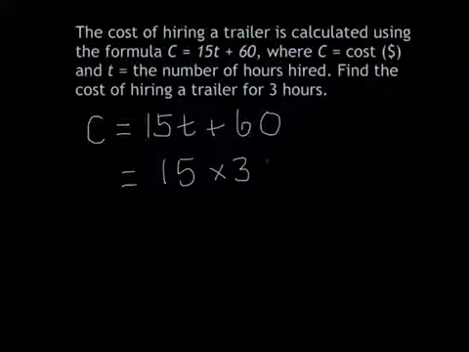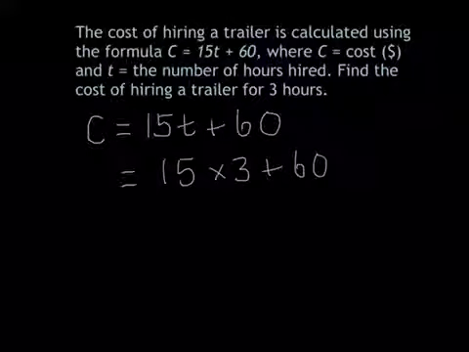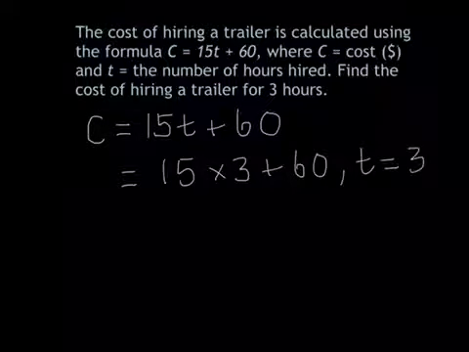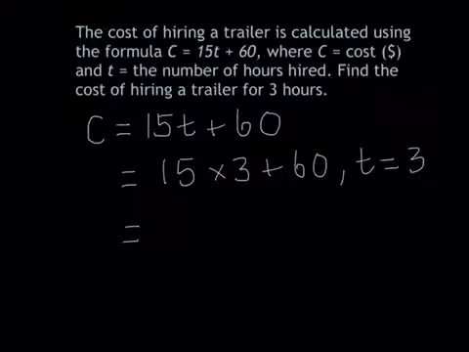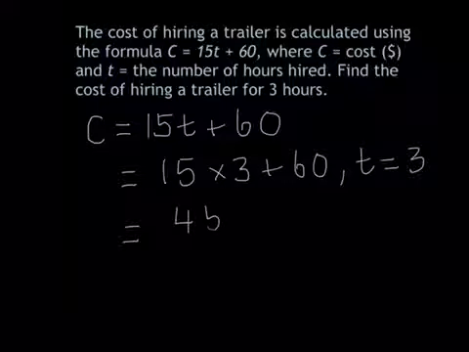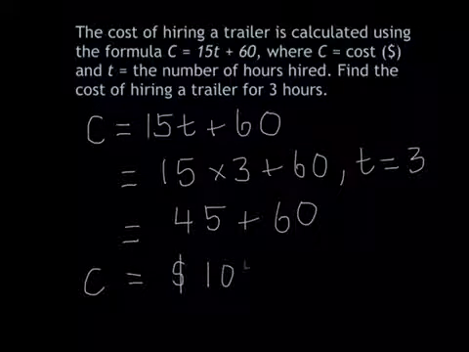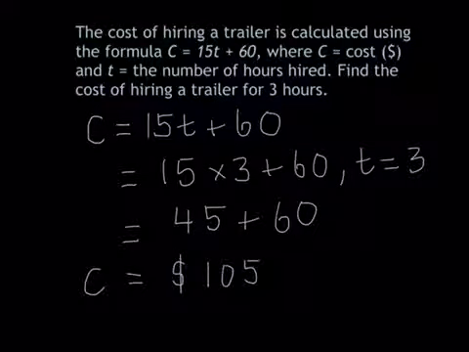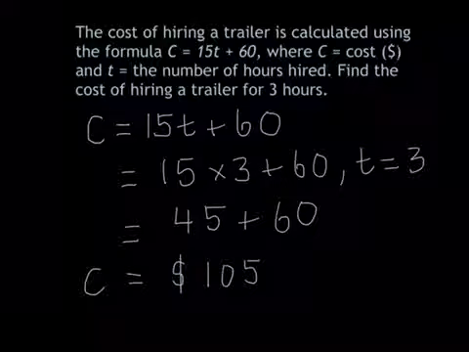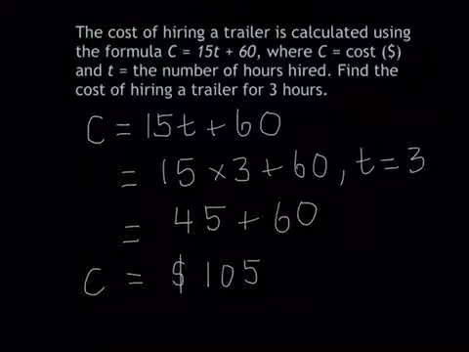15 times 3 plus 60, where t is equal to 3. So then we do our working out, 45 plus 60. So therefore we can do our addition and finish off. Our answer is going to be the cost of hiring a trailer is going to be 100. All right, there's another one on the next page for you to try it out, and let me know how you go.